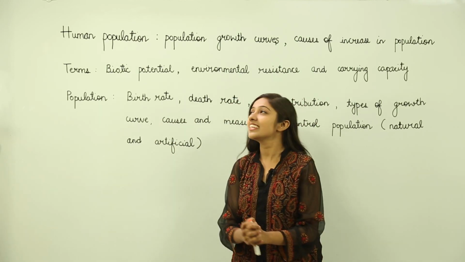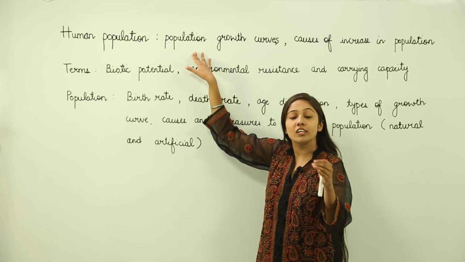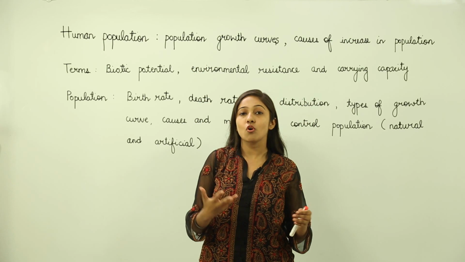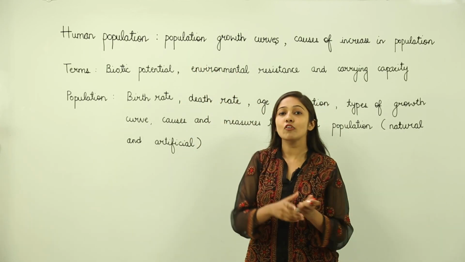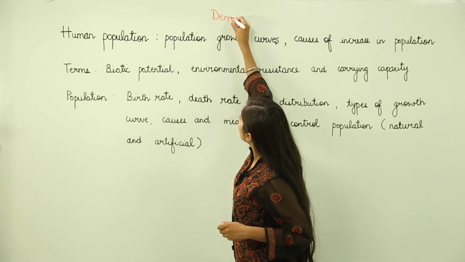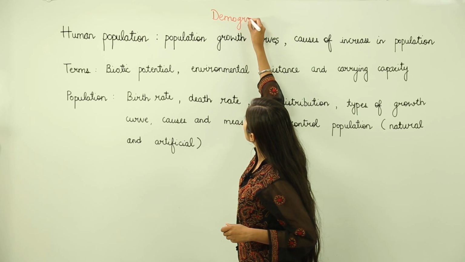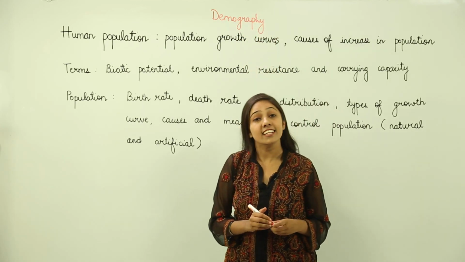So we'll be discussing human population and population growth curves. Population growth curves are the mathematical expressions of how we're going to study this population. First of all, remember, the scientific study of human population is known as demography. Okay, the scientific study of human population is known as what? It is known as demography. So this is what we are going to study scientifically.